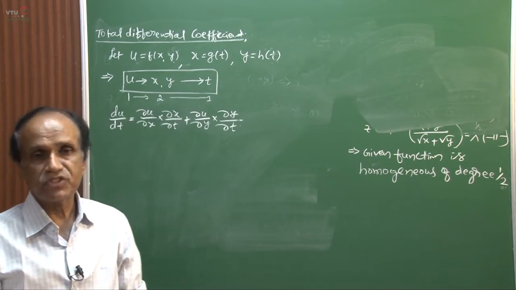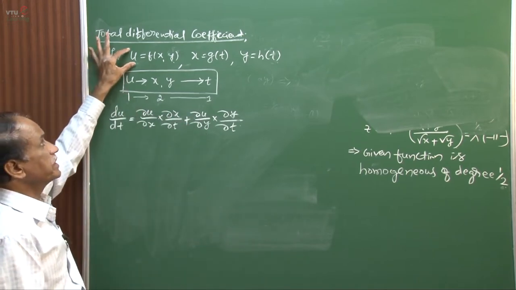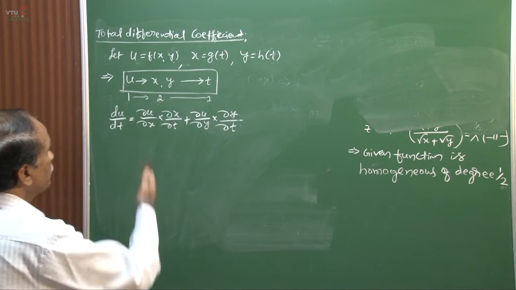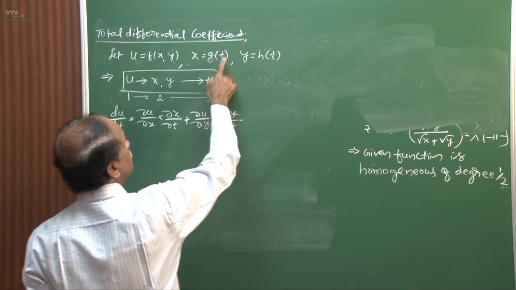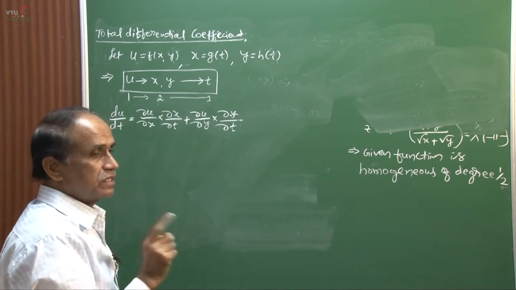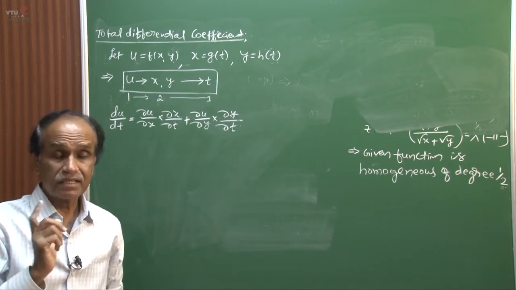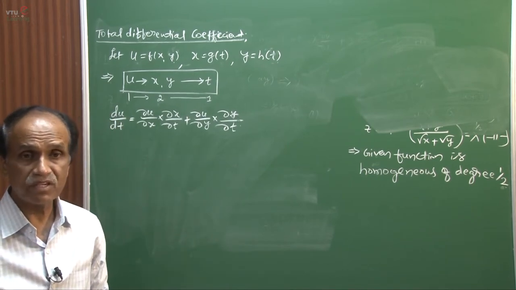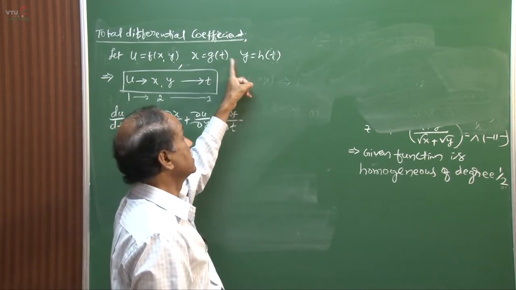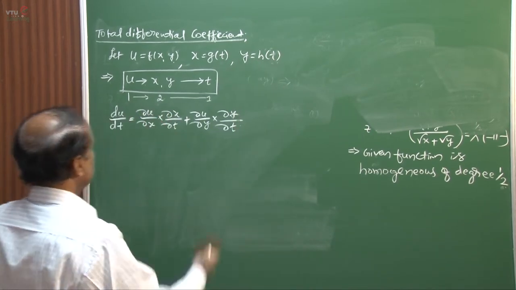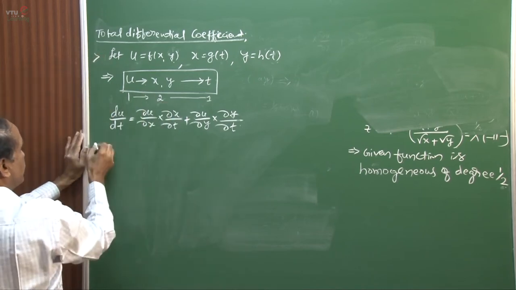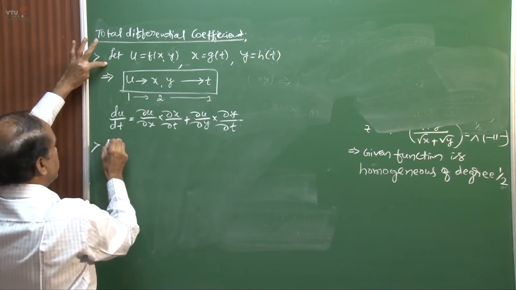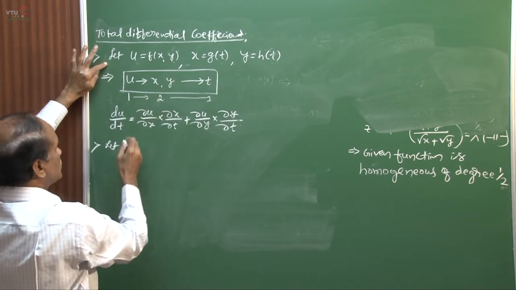But in partial differentiation, every dependent variable will be connected to two independent variables, and each independent variable is connected to a single quantity, which we call a parameter. That common symbol is always called the parameter. This is the parameter t. But this is called the total derivative. This is case number one. Now, case number two, let us extend for one more symbol.